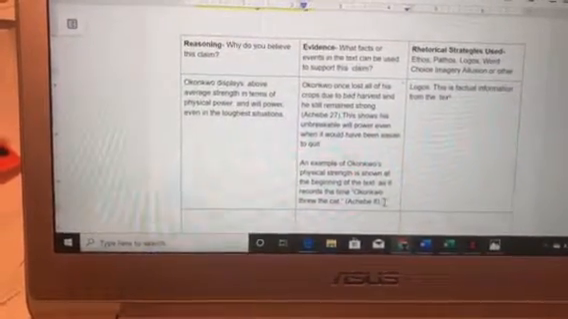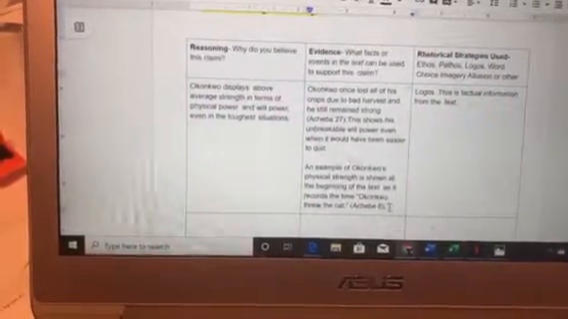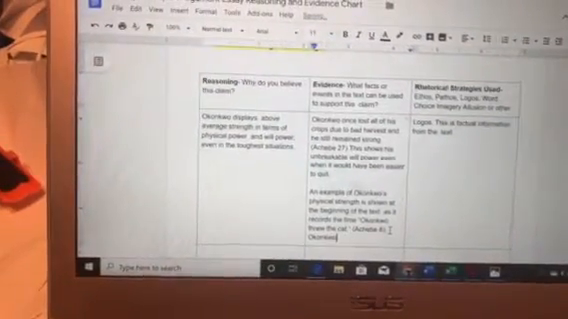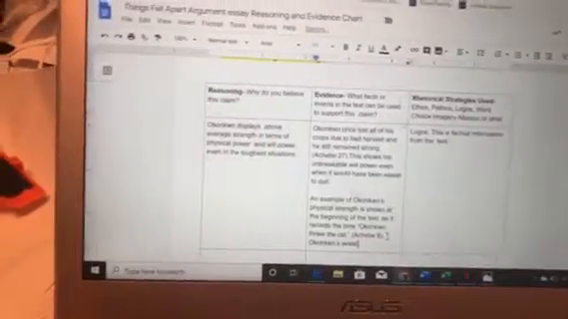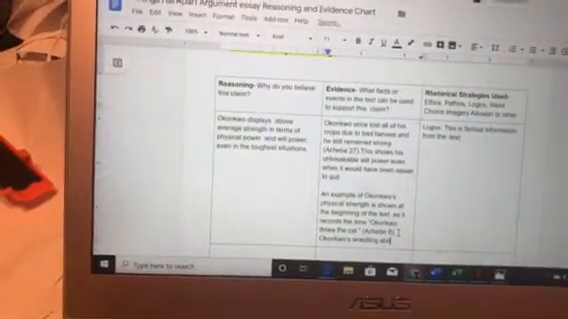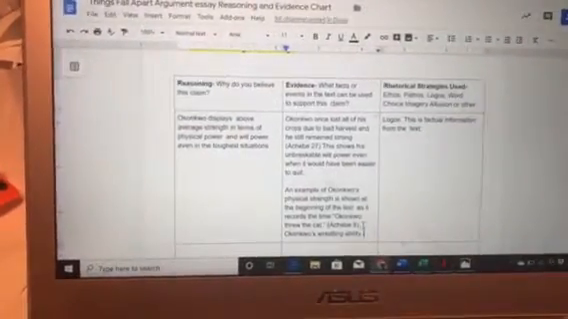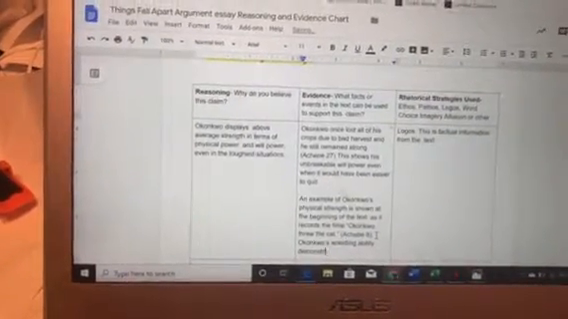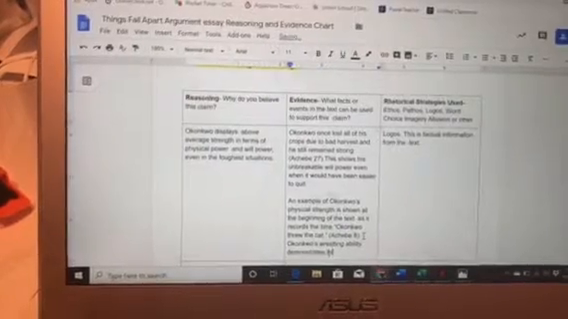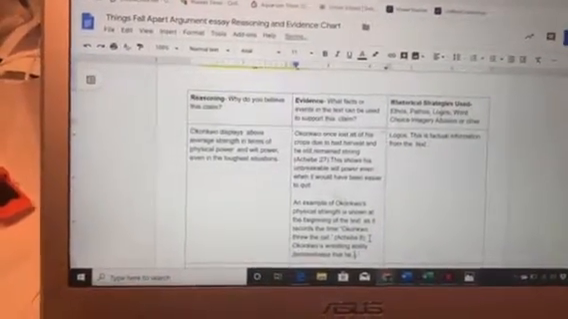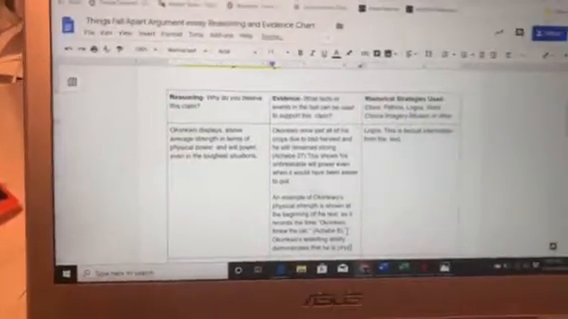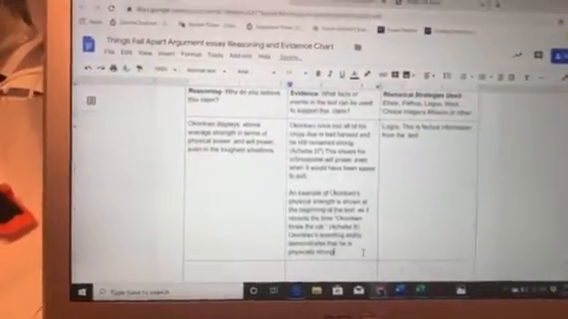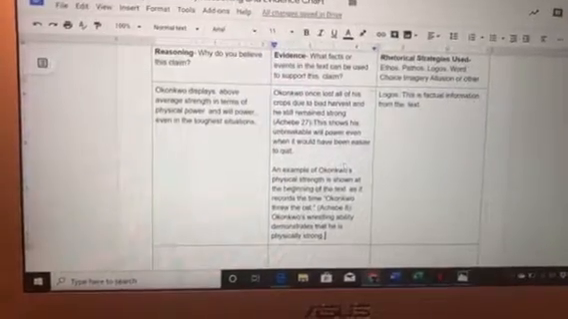And now I'm going to write my analysis sentence where I say how that shows his physical power. Okonkwo's wrestling ability demonstrates that he is physically strong. Period. Okay, so this is what I have here.